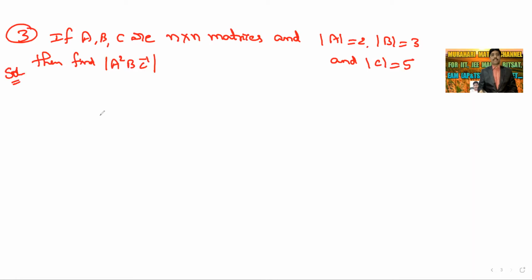Okay, we have determinant of PQR. Determinant of PQR is equal to det P into det Q into det R.